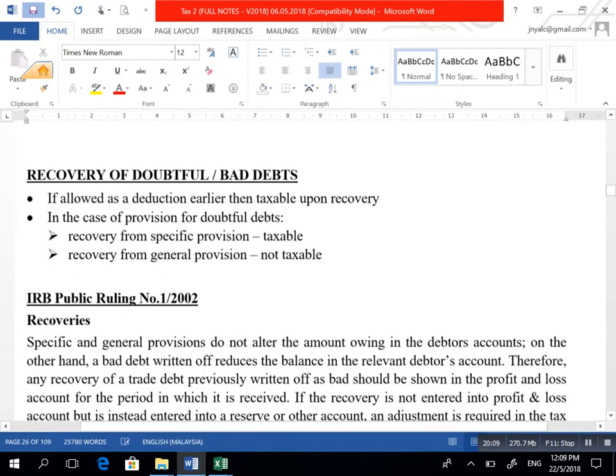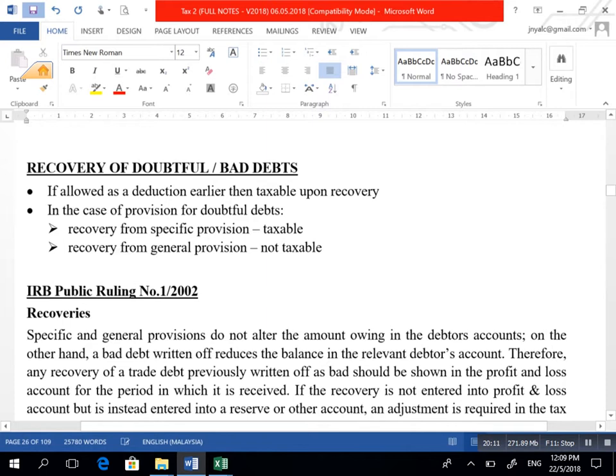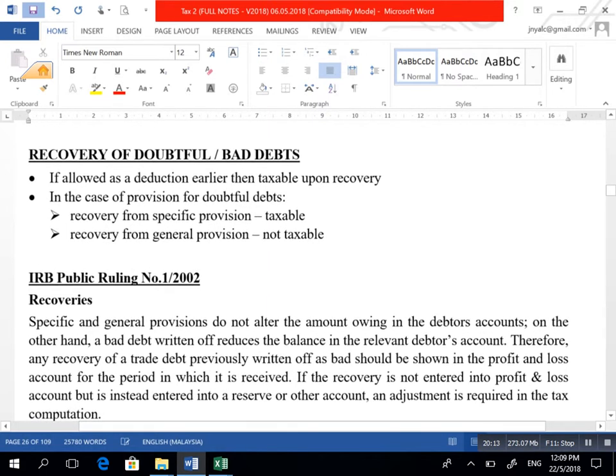Now we're going to talk about doubtful debts or bad debts. Again, now we talk about income. So we are talking about the recovery of bad debts. And I think class, you know what it means by bad debts, right? And how about doubtful debts? What is the difference between doubtful debts and bad debts?